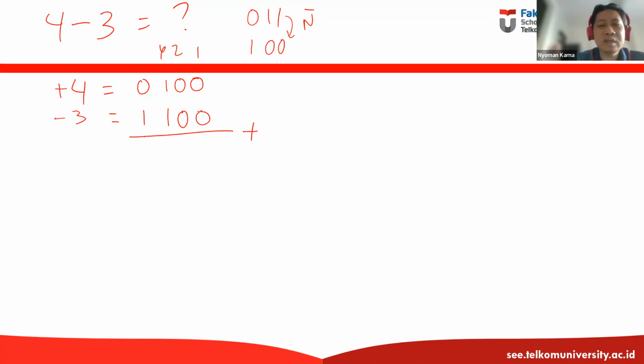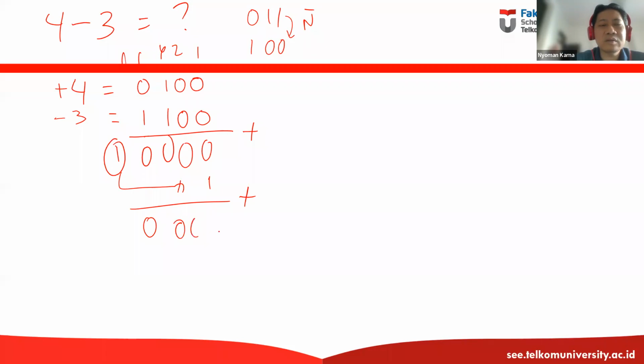Add these two numbers, 0, 1, 0, 0 and 1, 1, 0, 0. So I have a carry of 1 in here, and this one we're going to add to here. So the result will be 0, 0, 0, 1. So it's a positive 1, because 4 minus 3 is positive 1.